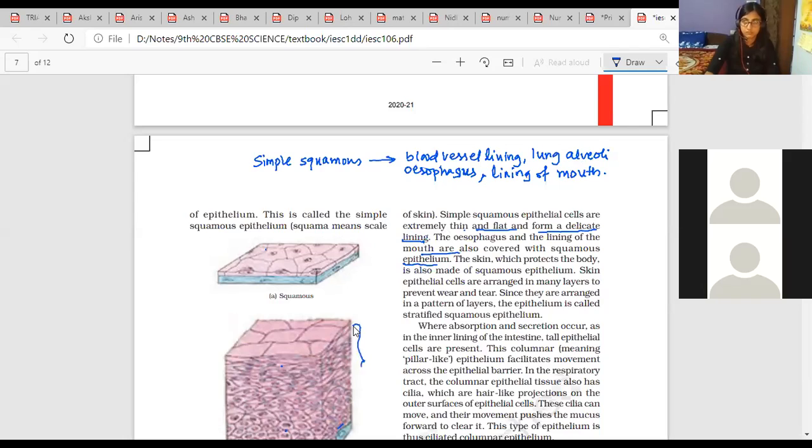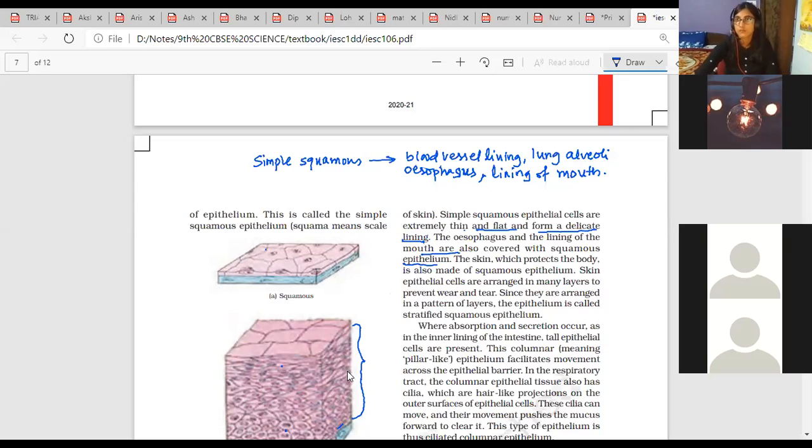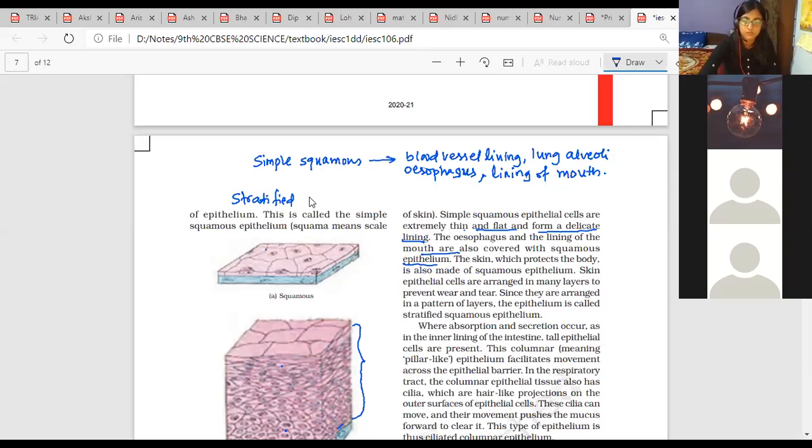You can see here many cells stacked one above the other, because many layers need to be formed for protection. These are present in skin. Those are called stratified squamous epithelium. These are present in skin: flat cells stacked one above the other.